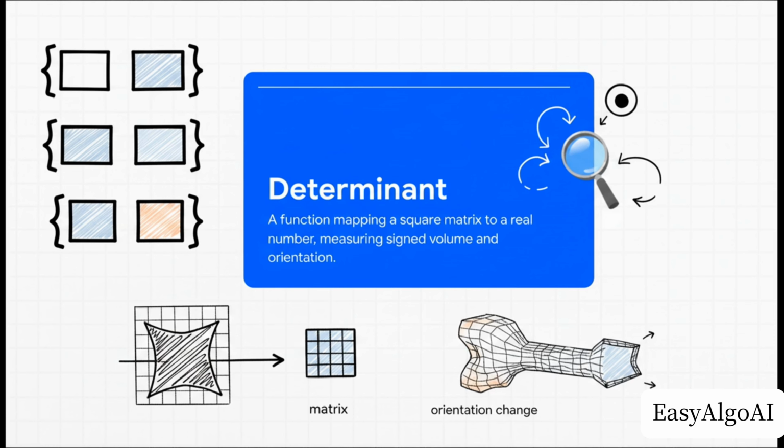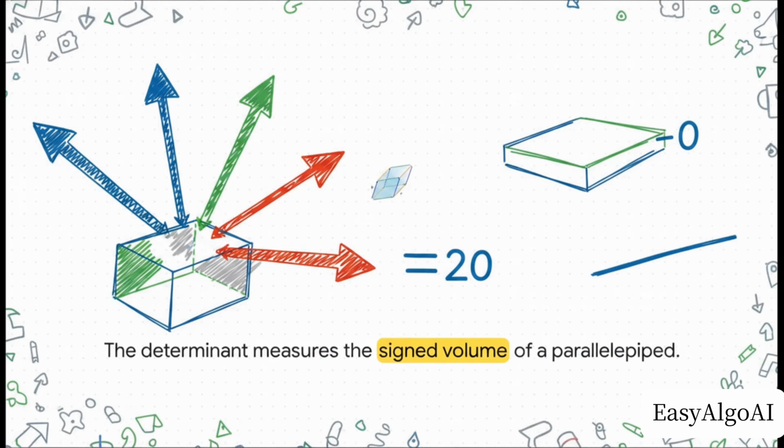The determinant is a function that maps a square matrix onto a single real number, and that number actually measures signed volume and orientation. It literally tells us how much the matrix stretches or squishes the space it's transforming. It's a foundational characteristic number that summarizes the matrix's entire behavior in just one single value. And this brilliantly illustrates the concept.